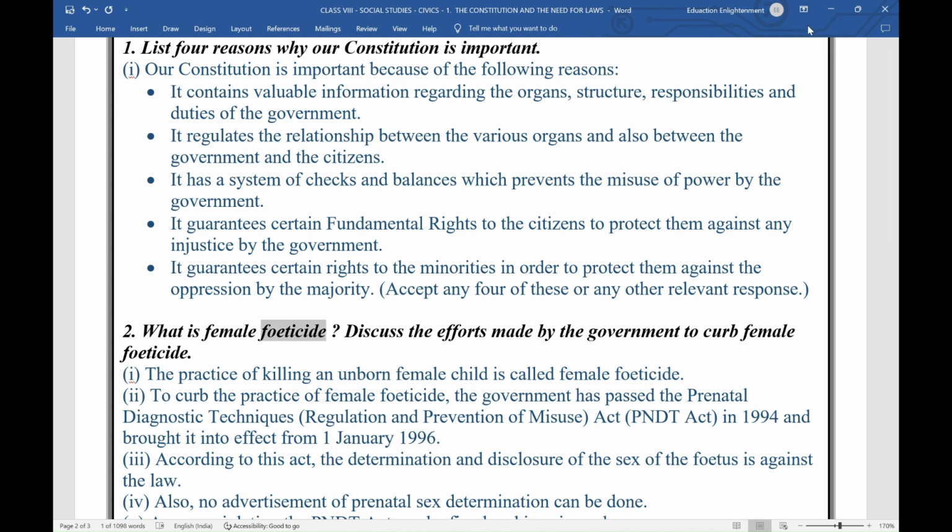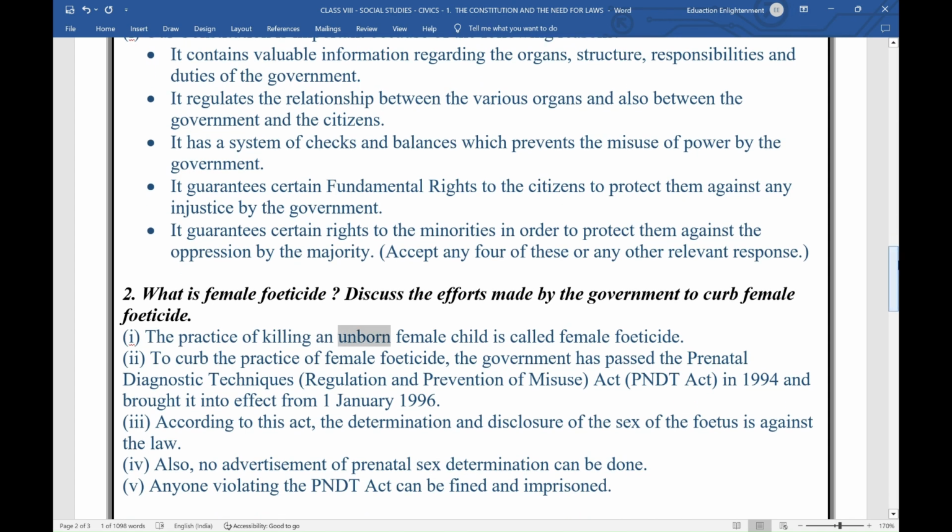2. What is female feticide? Discuss the efforts made by the government to curb female feticide. I. The practice of killing an unborn female child is called female feticide. 2. To curb the practice of female feticide, the government has passed the Prenatal Diagnostic Techniques, Regulation and Prevention of Misuse Act, PNDT Act, in 1994 and brought it into effect from 1 January 1996.